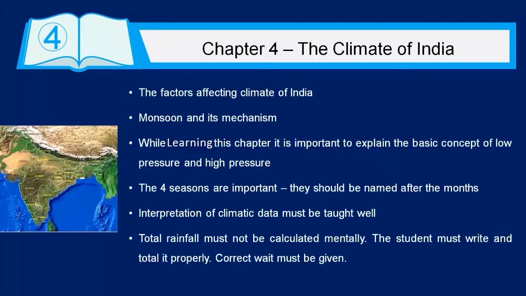While attempting a question on interpretation of climatic data, you must learn to calculate the annual range of temperature, total rainfall and its impact on coastal regions. You should be able to identify the name of rain-bearing winds by looking at the rainfall data. The appropriate units must be written. Total rainfall should not be calculated mentally. You must write it down and then add to avoid any mistake.